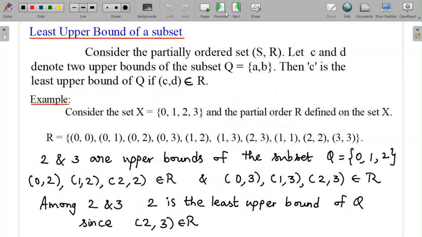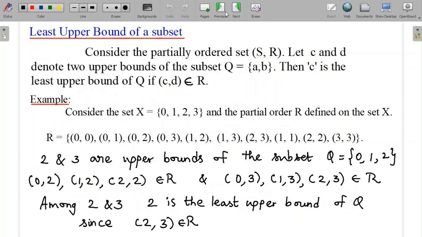Now let's discuss the idea of a least upper bound. The least upper bound is generally discussed when there is more than one upper bound for a subset of a partially ordered set. So consider the partially ordered set (S, R). Let C and D denote two upper bounds of the subset Q. Then we discuss its least upper bound and greatest lower bound. So the idea of the least upper bound (LUB) and the greatest lower bound (GLB) will actually be considered only when there is at least one upper bound.